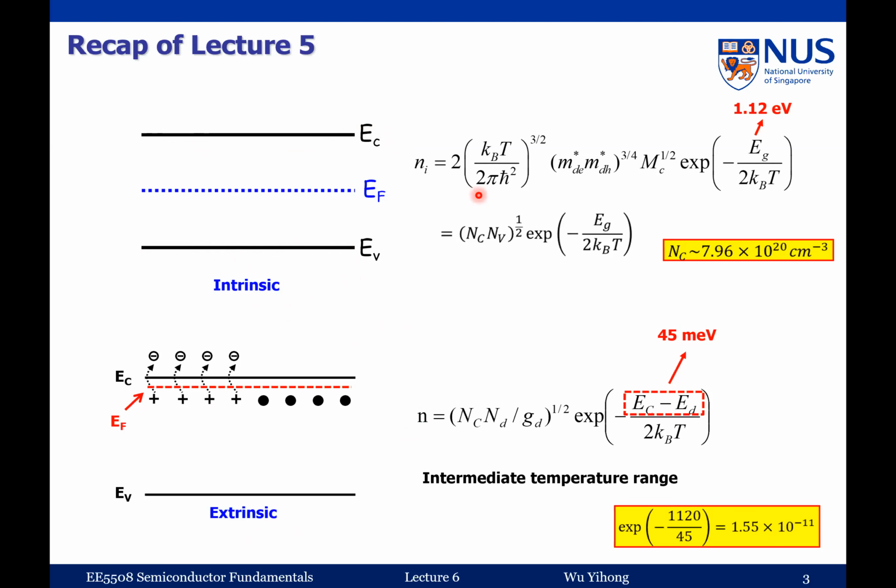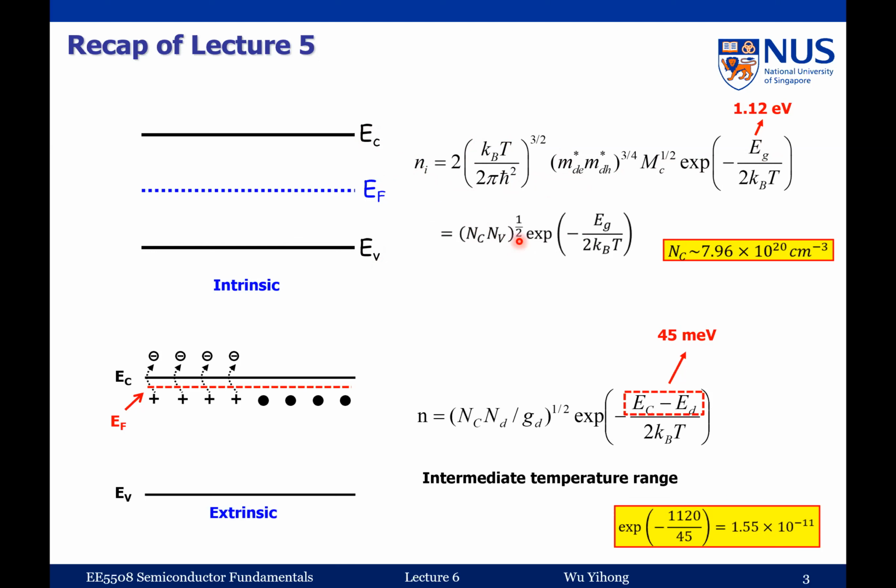From simple statistics, we can find the intrinsic carrier concentration, which is given by this equation. Once the semiconductor is given, some of these parameters are basically known, so the intrinsic carrier concentration is only dependent on temperature and band gap, right? Eventually we introduce two very useful parameters, one called NC, another NV. NC is the effective density of states in the conduction band, and NV is the effective density of states in the valence band.